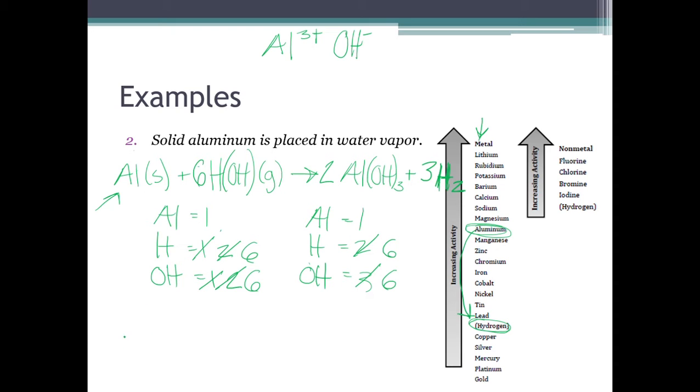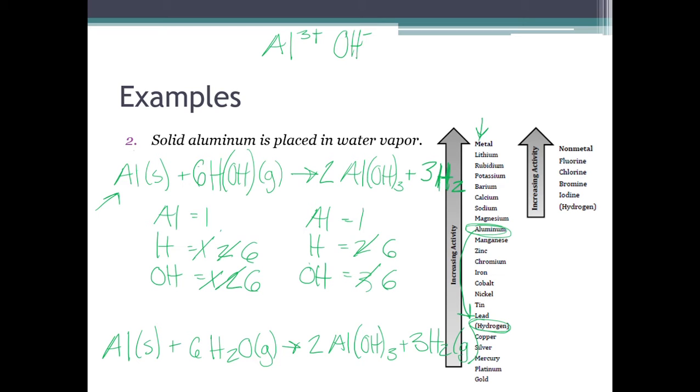If we wanted to write it out with water written correctly, we could write it out again. 2 moles of solid aluminum reacts with 6 moles of gaseous water to produce 2 moles of aluminum hydroxide and 3 moles of hydrogen gas. So again, it's the same steps as before. You just need to do that first step of asking, do I need to actually work this problem? Double check to make sure the reaction is actually going to occur.